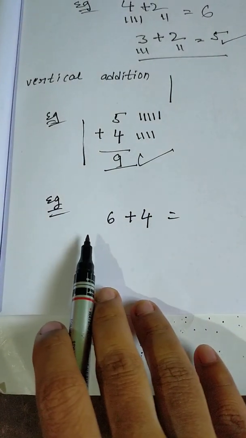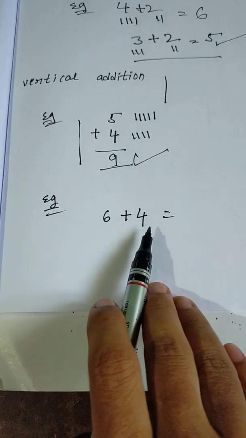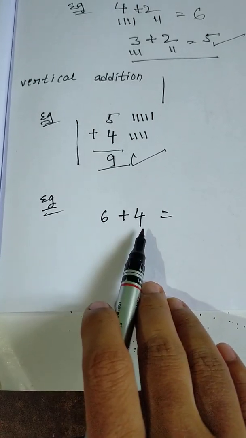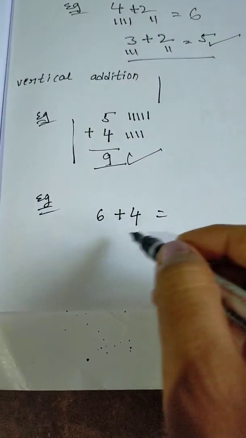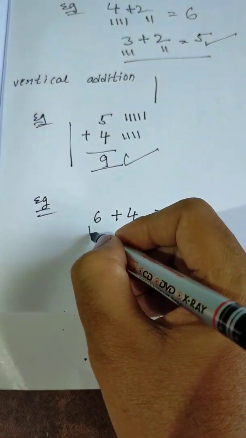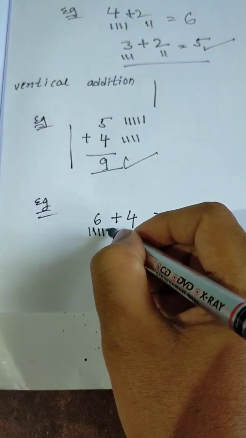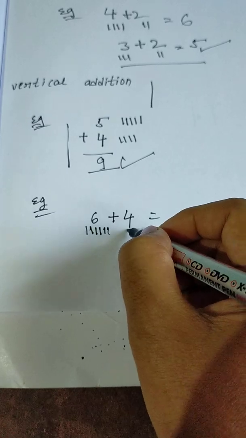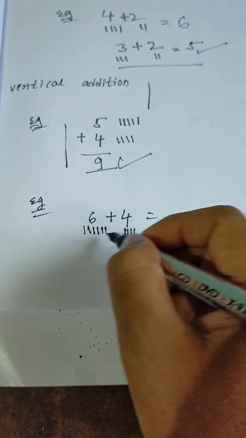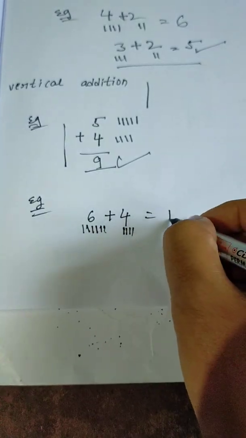Okay, I will give you the example. 6 plus 4. What is the total of 6 plus 4? Draw the 6 lines. 1, 2, 3, 4, 5, 6. Here number 4. Draw the 4 lines. Total 6 plus 4, 10.